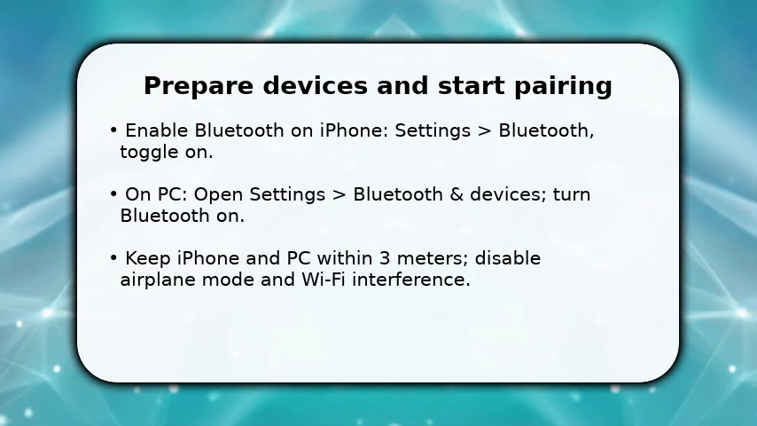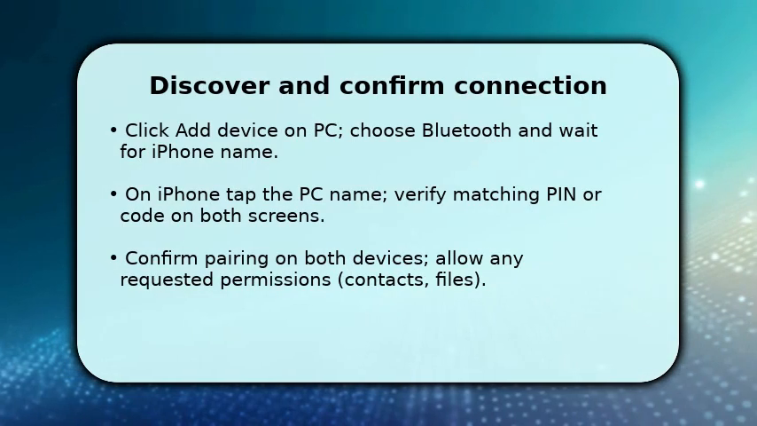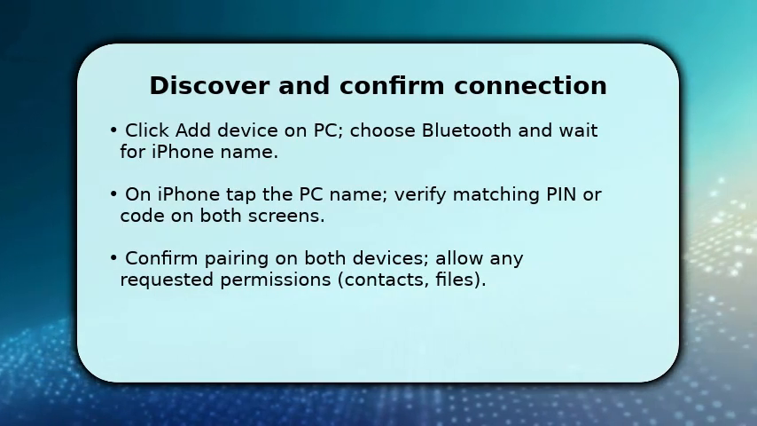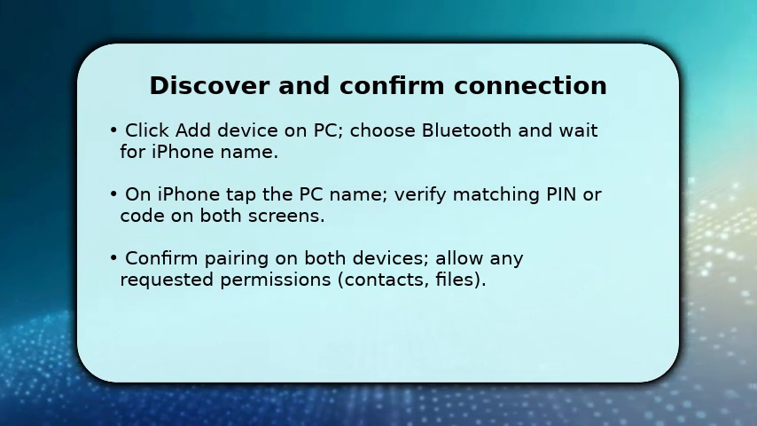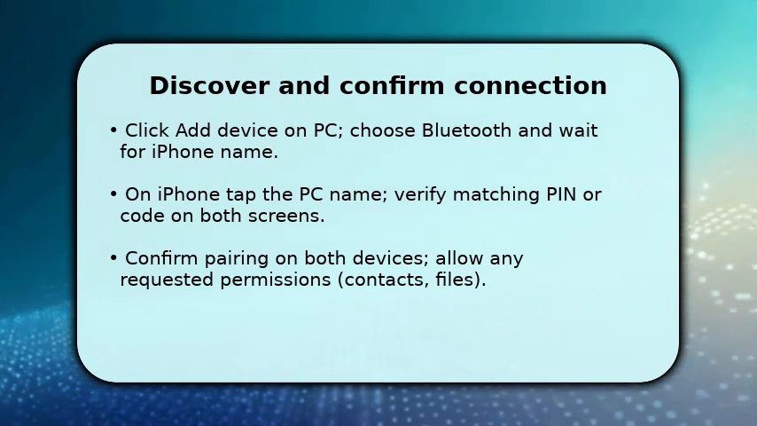Now you actively discover the iPhone from the PC. Click Add Device, pick Bluetooth, and watch the available devices list. Select your iPhone when it appears.